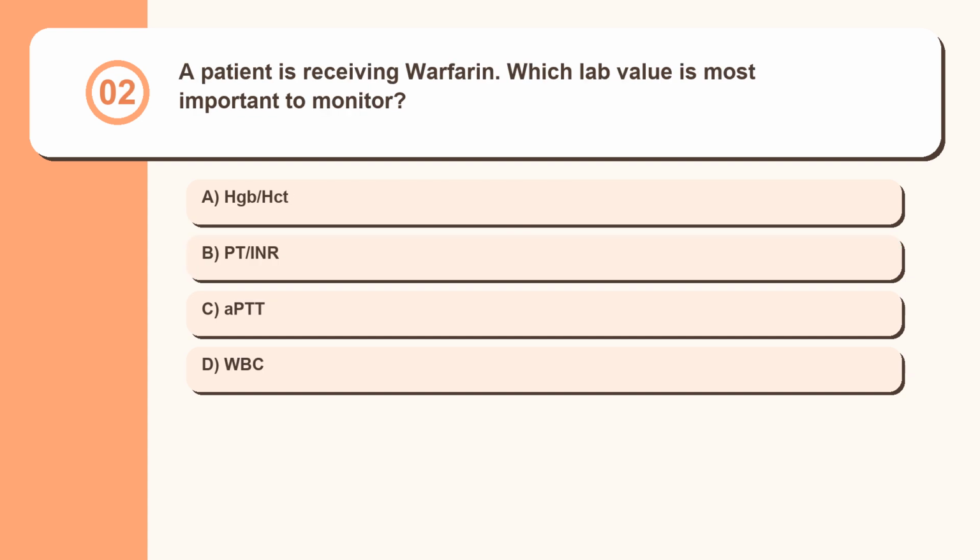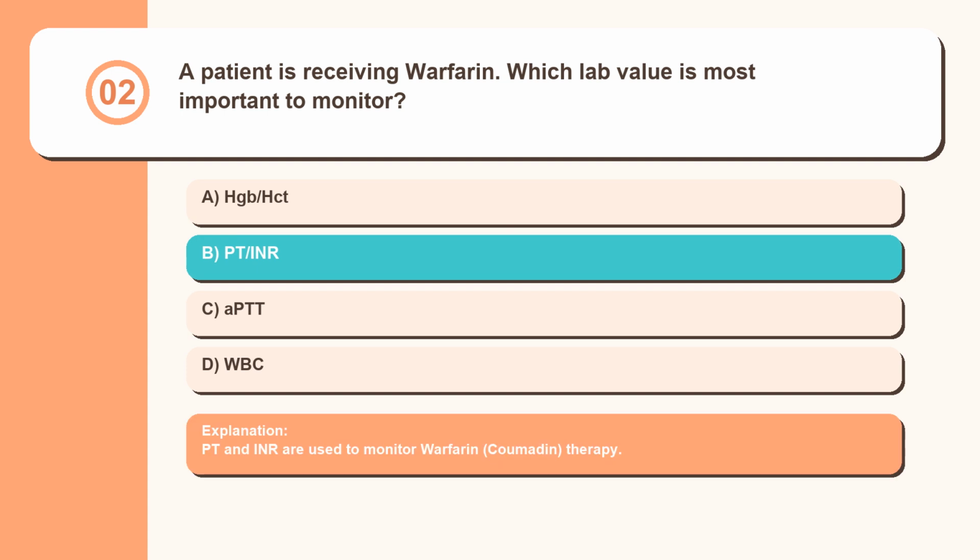Question 2. A patient is receiving warfarin. Which lab value is most important to monitor? Hemoglobin/HCT, PT/INR, APTT, WBC. PT and INR are used to monitor warfarin, Coumadin, therapy.